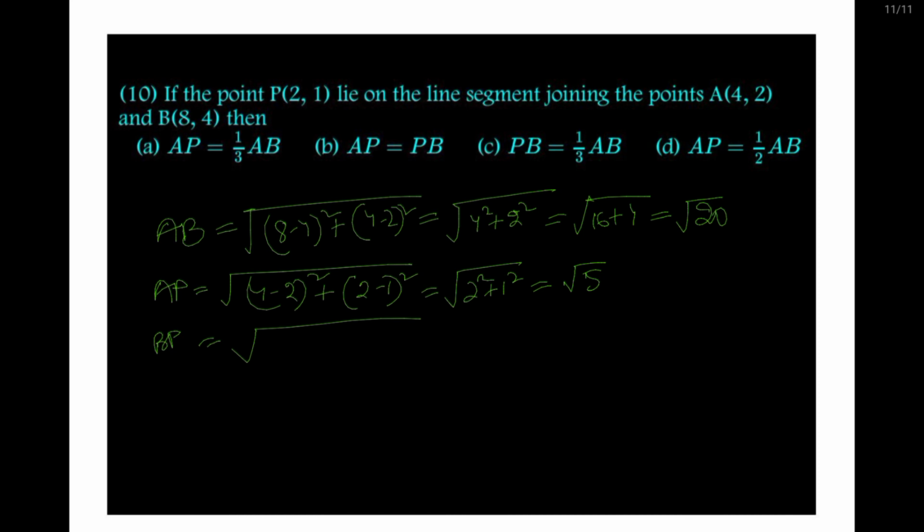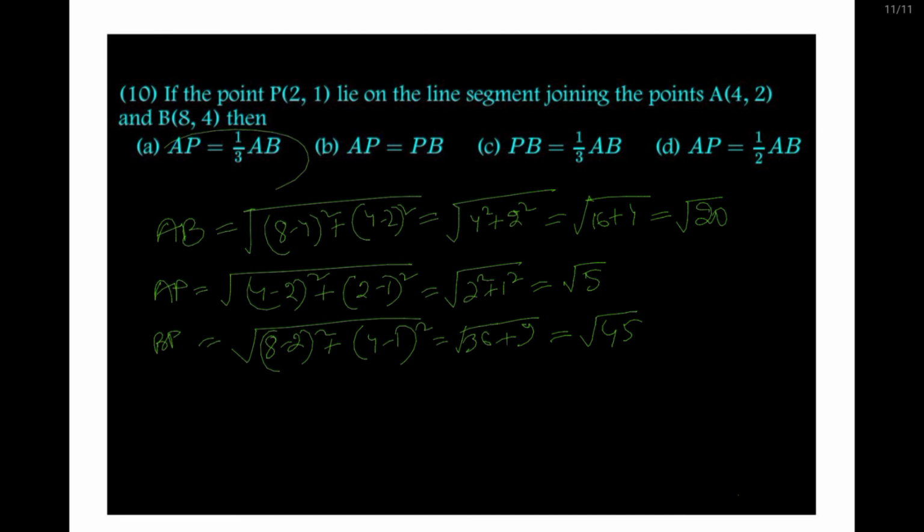BP will be square root of 8 minus 2 whole square plus 4 minus 1 whole square. So 6 square will be 36, plus 4 minus 1 is 3 and 3's square will be 9. So it will be square root of 36 plus 9, which is 45. Square root of 45. And now the question here is, which of the relations is valid? So let's check the relationships.